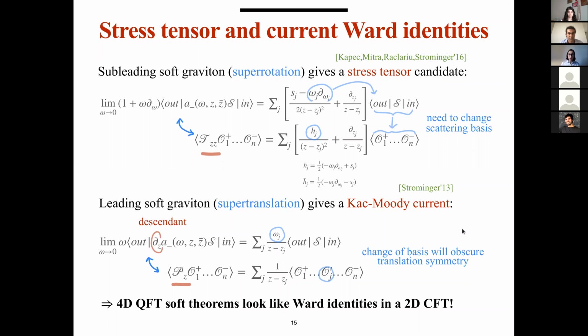And in order to find this conformal field theory, what this is telling us is that we need to find a new basis for the S matrix. So from this slide, the takeaway message is that for the quantum field theory soft theorems, they look like Ward identities in a two-dimensional conformal field theory. And now let's see what it takes to get to this conformal field theory.